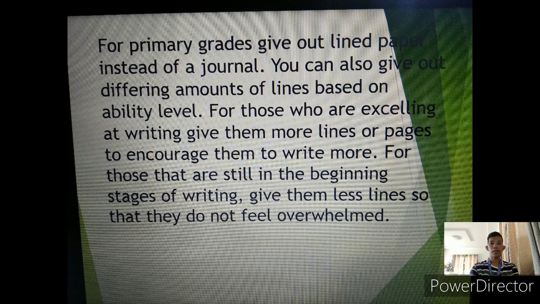For primary grades, give out lined paper instead of a journal. You can also give out differing amounts of lines based on ability level. For those who are excelling at writing, give them more lines or pages to encourage them to write more. For those that are still in the beginning stage of writing, give them fewer lines so that they do not feel overwhelmed.